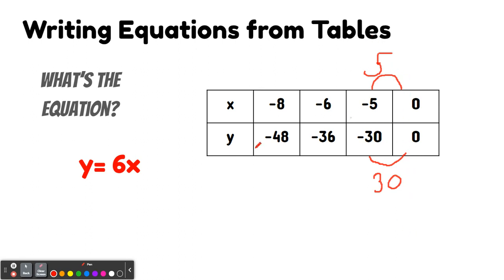Okay, when I do 30 over 5, I get 6. So 30 divided by 5, my change in y divided by change in x, it's going to be 6. My y-intercept, because it's at 0, 0, I don't have to put a plus or minus there because adding or subtracting 0 is going to make the same thing.